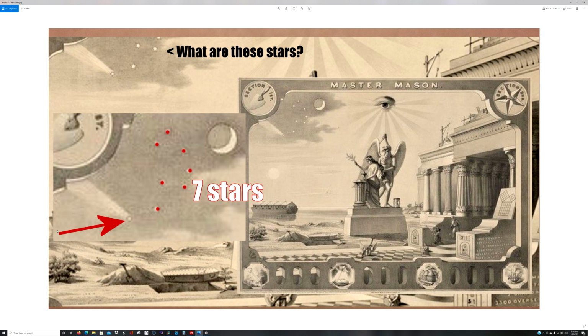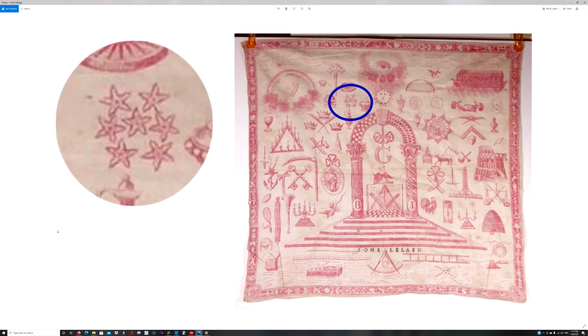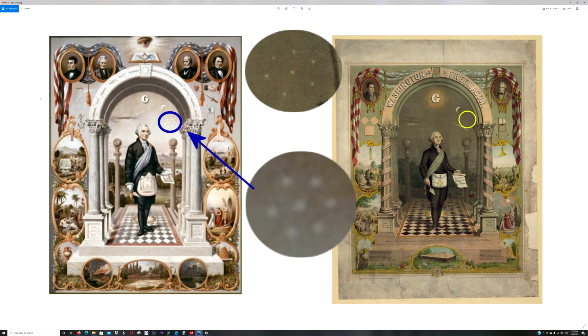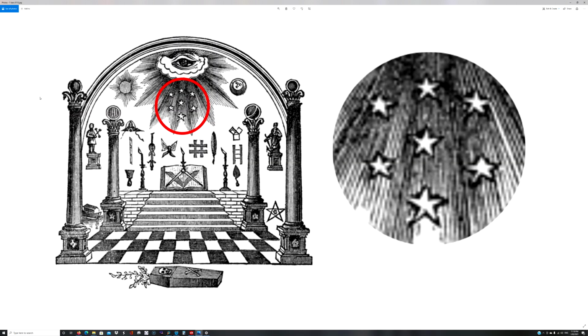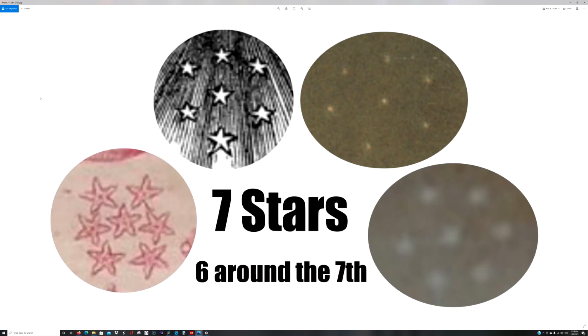But we'll look at some comparisons of different tracing boards, and you'll find links in the description, reading material. So here's another carpet or tracing board. I think this might even be an apron, but again you'll see the use of 7-star symbolism, but notice the arrangement of the stars. Here are a couple we've joined, and we have a similar thing. So we have 6 stars on the outside, 1 in the center, but still 7 stars. Here's another one, 6 around the 7th star. So that's one common form of arranging these 7 stars.